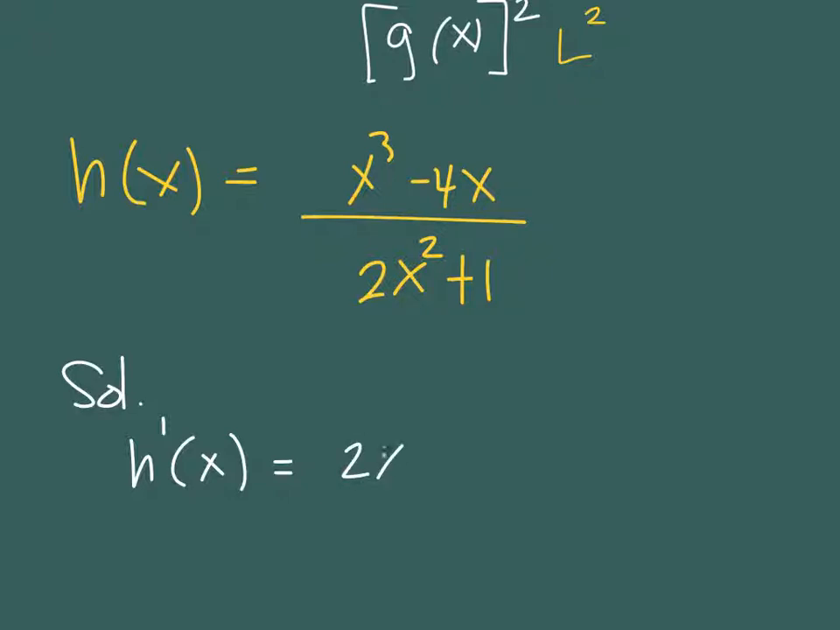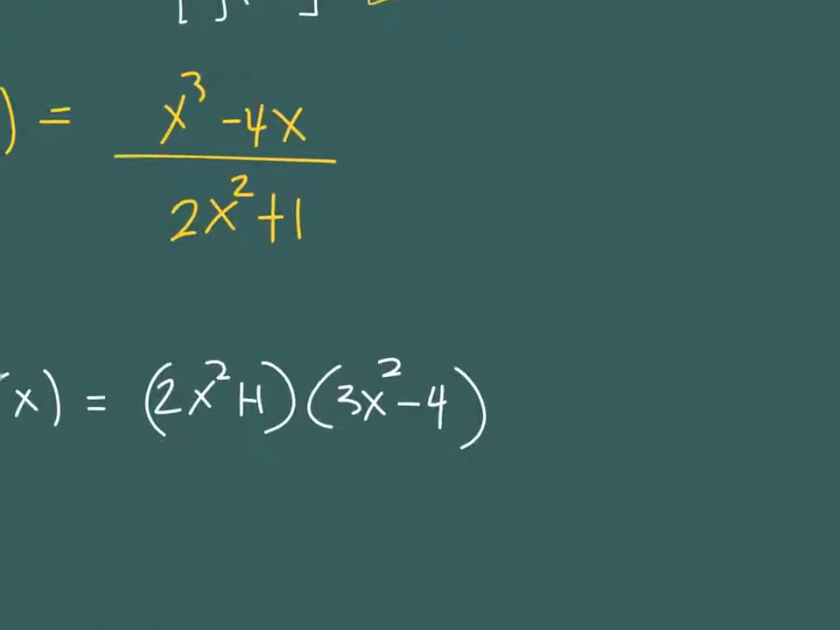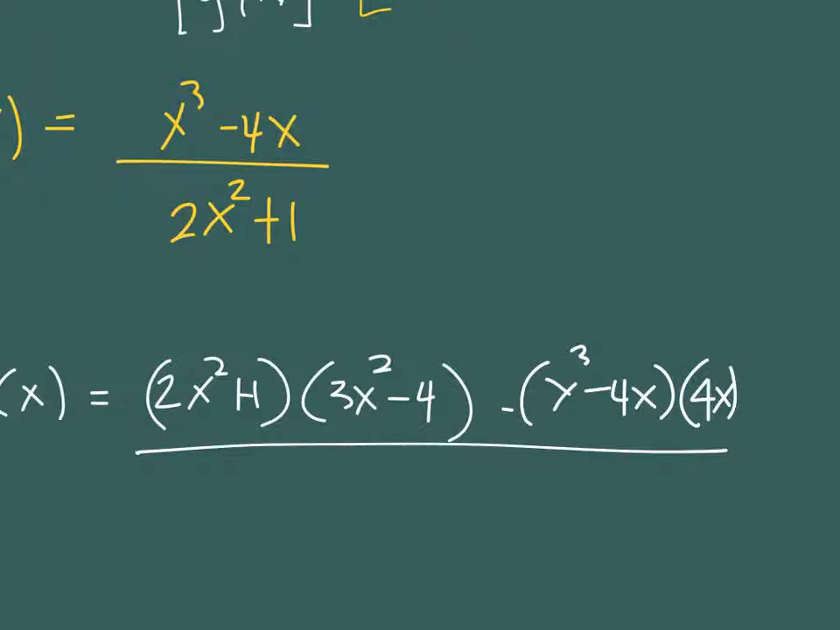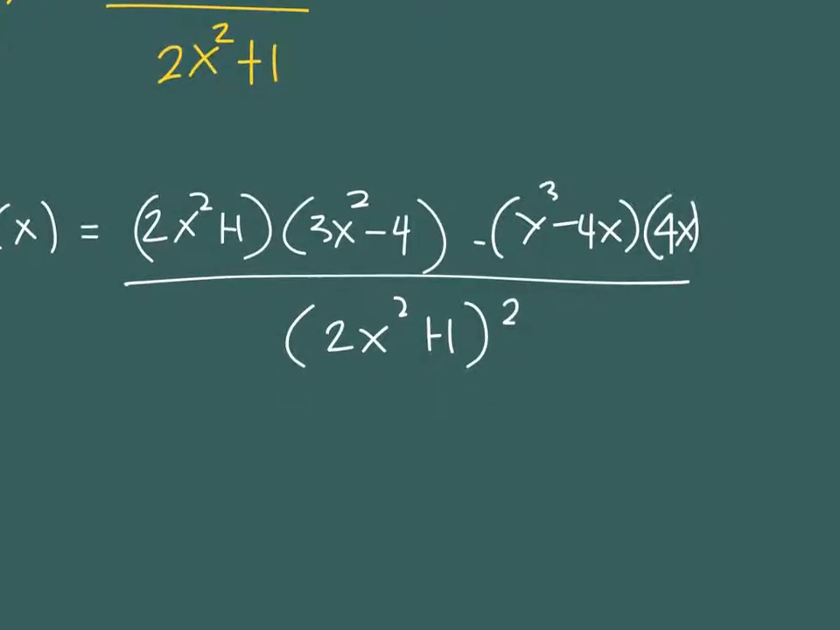Low, the high is 3x squared minus 4, minus high, x cubed minus 4x. The low is 4x, all over 2x squared plus 1, which will be squared. Okay. I think we can still simplify. Hindi pa naman ganun kahirap. FOIL. Numerator.